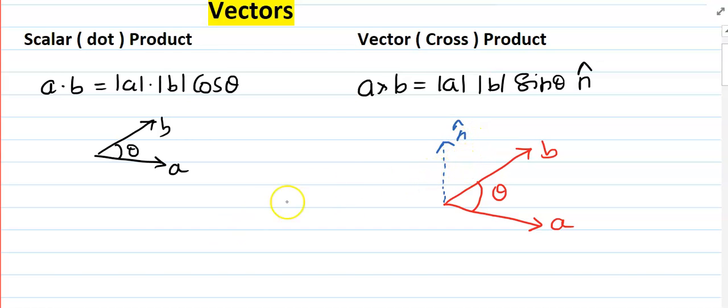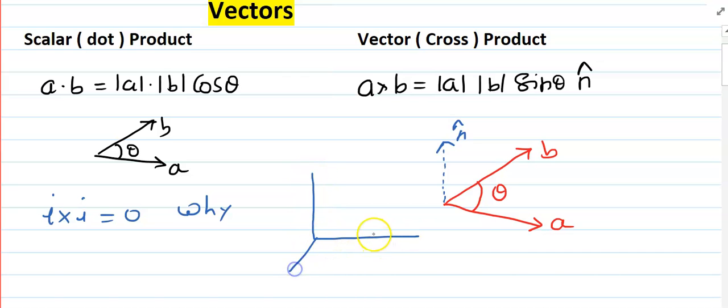Okay, now if we talk about 3D vectors here, what should be I cross I, or J cross J, or K cross K? I will say I cross I should be equal to 0. Now the question comes why? If it is a 3D shape, let's draw it here. If this is I and this is J and this is K. So I cross I means both the vectors are parallel, and between two parallel vectors theta will be 0.